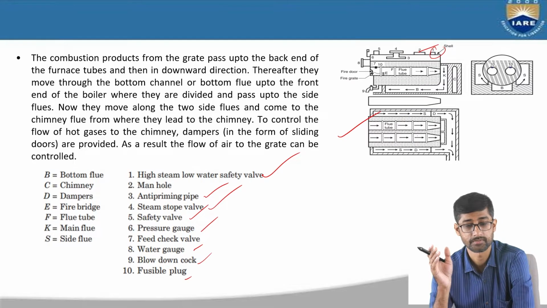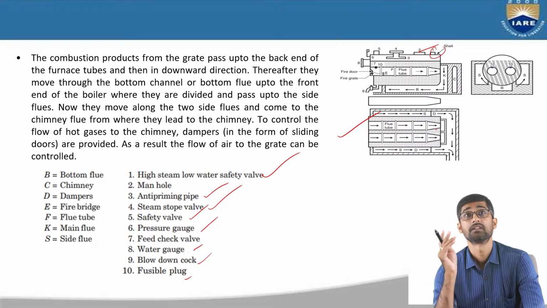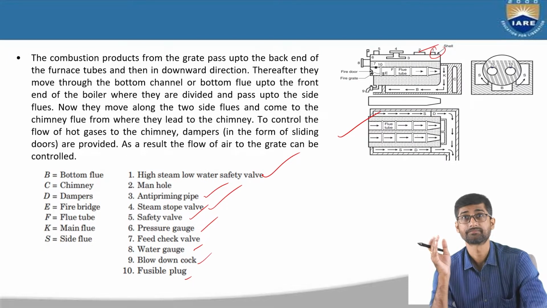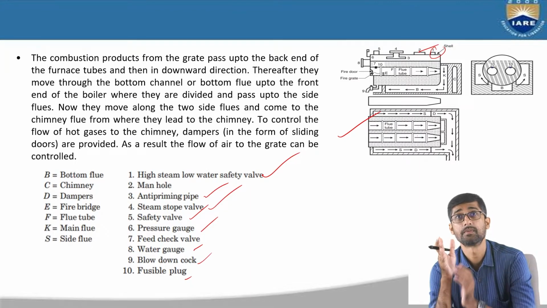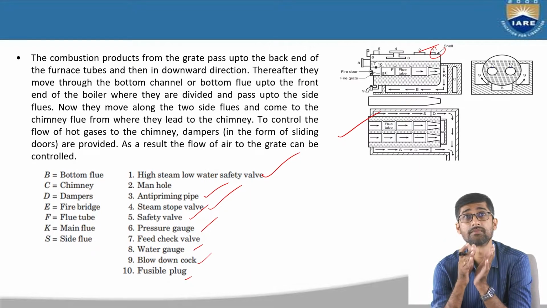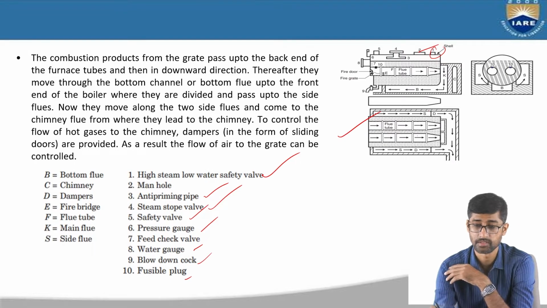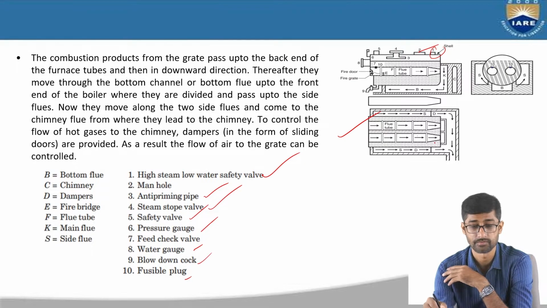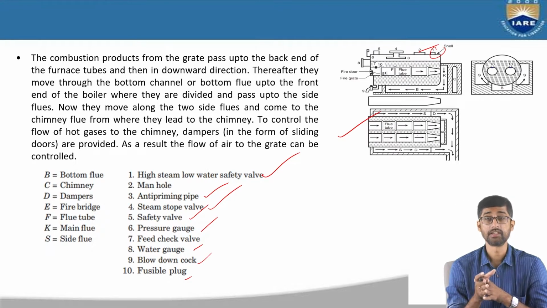And the combustion products from the grate pass up to the back end of the furnace tubes and then in the backward direction. You see, there is a backward direction, right? Then they move through the bottom channel or bottom flue up to the front end of the boiler, where they are divided and pass up to the side flues. If you see, the burning gases are moving along the two side flues and come to the chimney flue, from where they lead to the chimney.